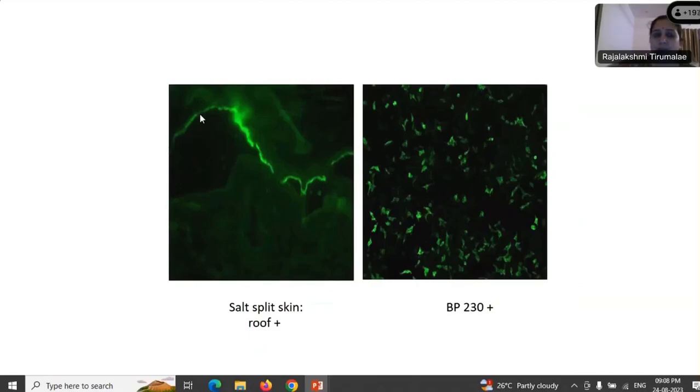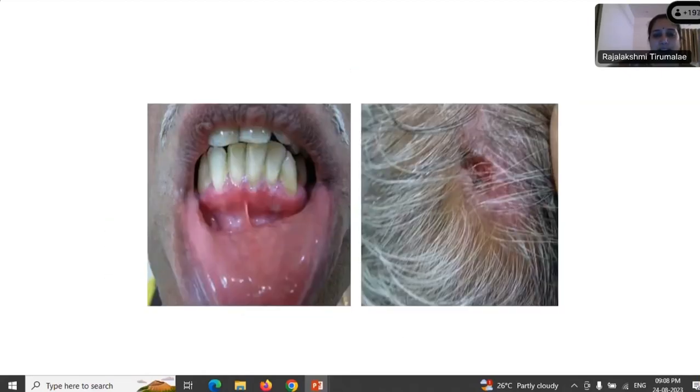The salt split skin substrate showed positivity on the roof, and the BP 230 was positive. Okay. And on the day we did the derm mosaic or the biochip, this patient also developed oral erosions, right? Till then, he did not have oral erosions.